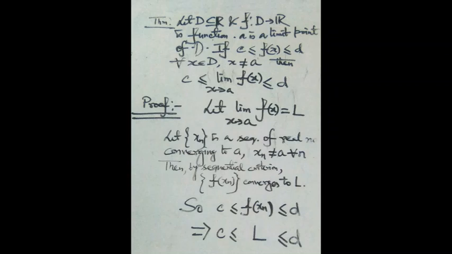Suppose limit as x tends to A of f(x) equals capital L. Let x_n be a sequence of real numbers which converges to A. Then using the sequential criteria we can conclude that the sequence f(x_n) must converge to capital L. So according to the given condition we have C less or equals to f(x_n) less or equals to D. Then C less or equals to L less or equals to D, because the sequence f(x_n) converges to L. Hence the result is proved that C less or equals to limit as x tends to A of f(x) less or equals to D. So this is the very first theorem using inequality.